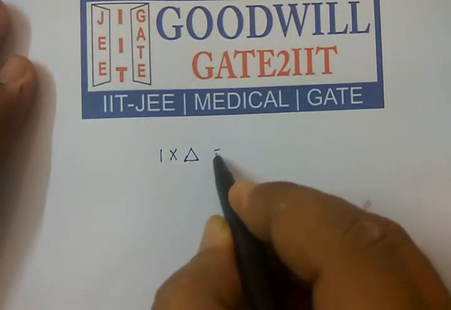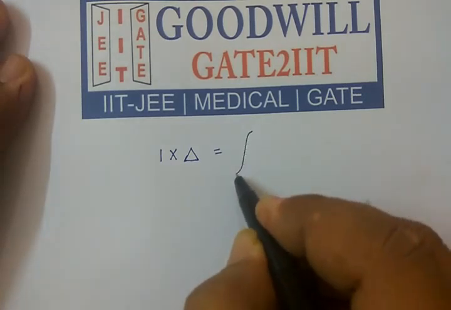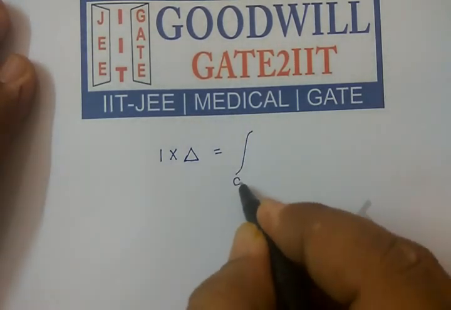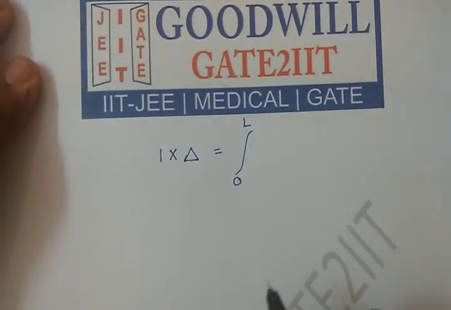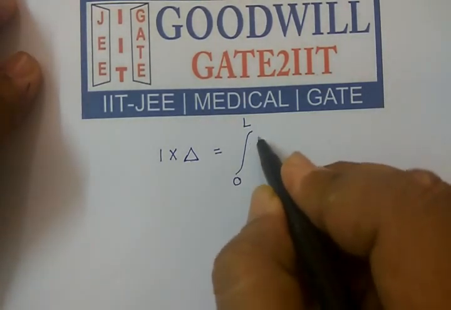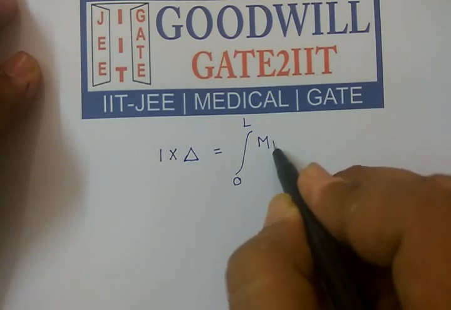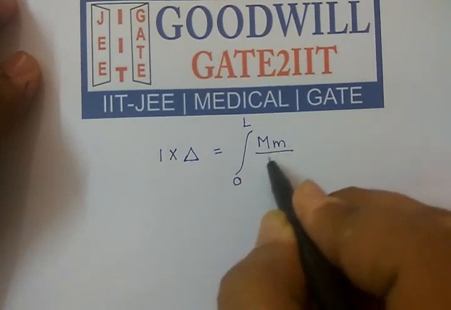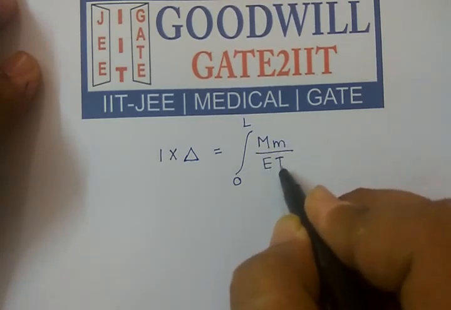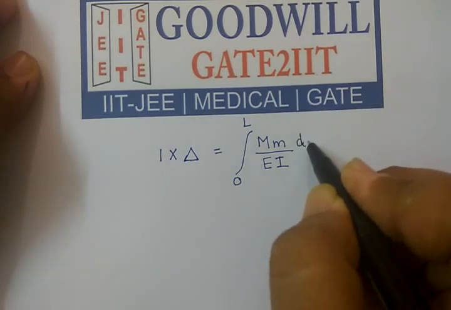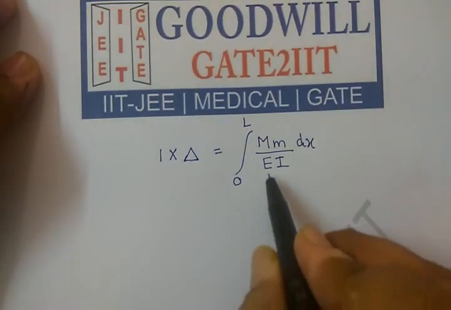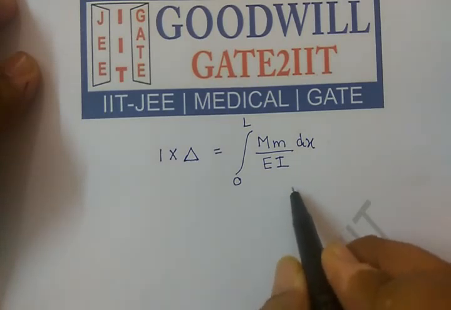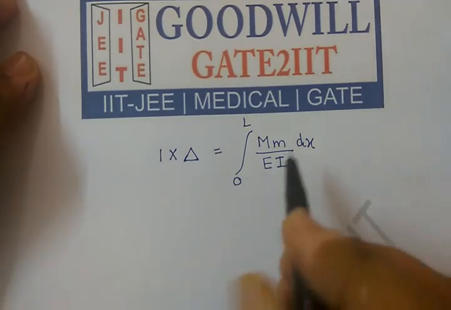Now the formula you just need to keep in mind is the integration over the entire length of the beam, which we'll be dividing depending upon the problem, of capital M into small m divided by EI. Now I'll explain each and every term in this, and you integrate this over the whole length. In this, E we know is Young's modulus, and I is the area moment of inertia of the cross section.